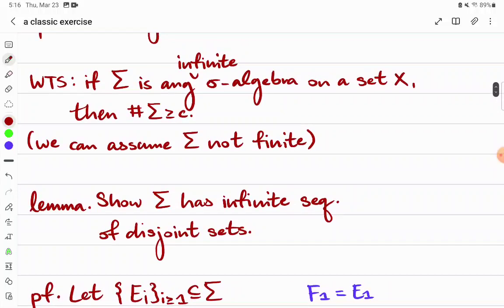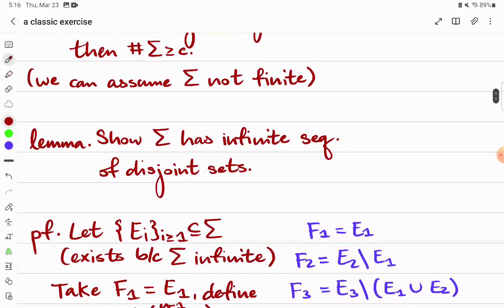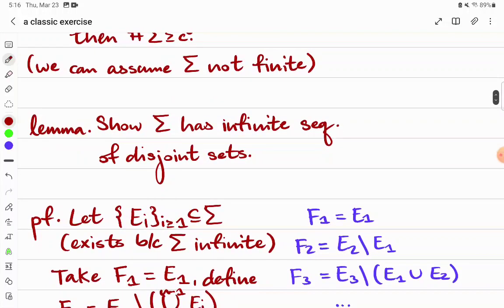Well, we're going to start with any arbitrary collection of countable sets. We're going to take E sub i to be such a collection, and this is going to be countable. We index it by the natural numbers, and this is possible by the hypothesis that sigma is itself infinite. Now, from this arbitrary sequence of countable subsets, we're going to construct a new one, which I will claim to be disjoint.